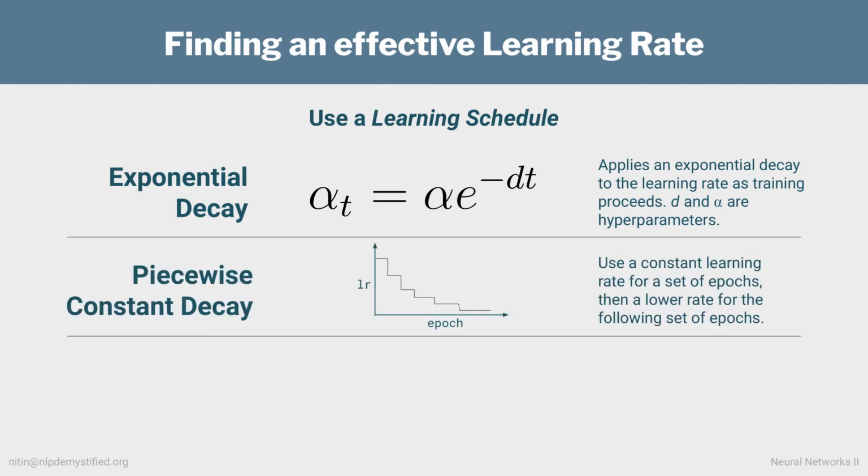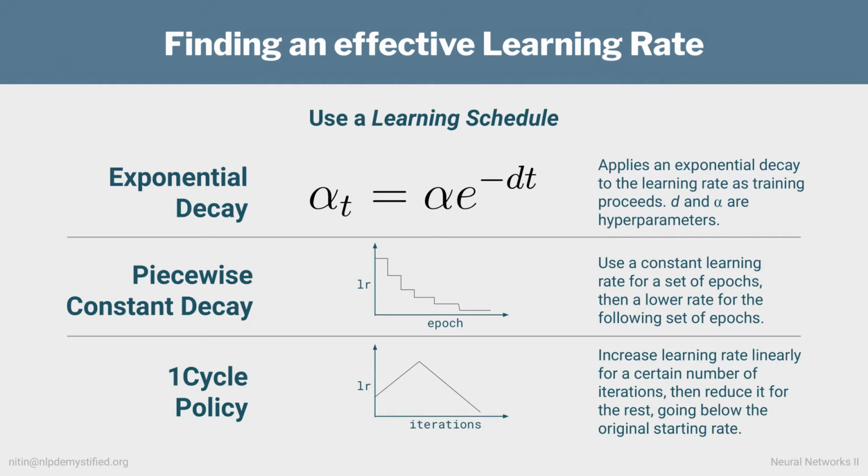There's piecewise constant decay, which is simply using a constant learning rate for a set of epochs, then reducing it for the following set of epochs, and so on. It's simple, but requires finding a decent number for the set of epochs to define the interval. An interesting one is one-cycle policy, which starts by increasing the learning rate for a certain number of iterations until some maximum, then reducing it to some minimum lower than the original starting rate, and it's been shown to help networks reach higher accuracy in less time than other techniques. There are other learning schedules, such as error-based decay, where the learning rate is reduced only when the error rate stops dropping.